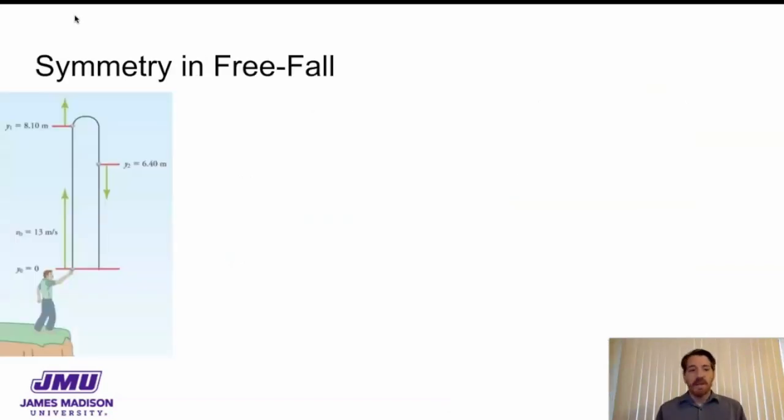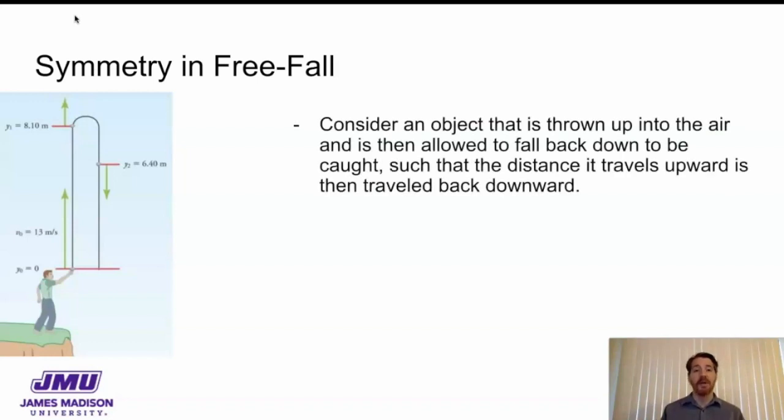This slide is here to talk about something that's very important, very useful when we're talking about an object that has been thrown upwards, and that is that there is symmetry in free fall. Free fall is just a term that means that an object is not in contact with anything. It's not propelling itself in any way, and gravity is the only thing that is influencing how it's moving. So the Earth pulling on it gravitationally is the only thing that's influencing how the object moves.